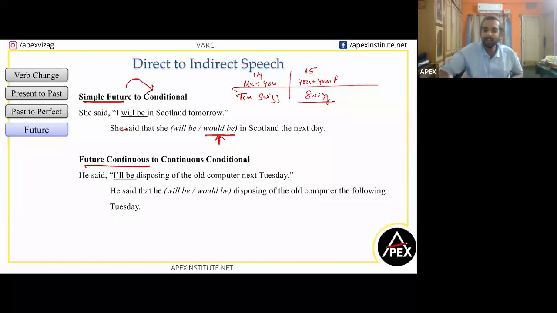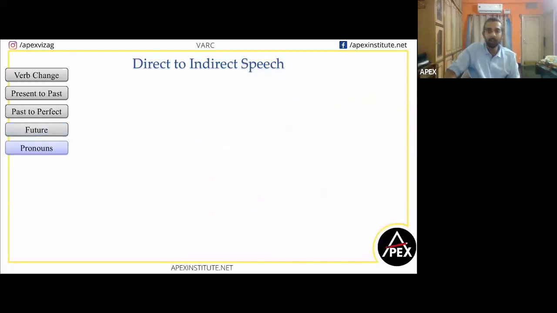We will take a continuous conditional. If it is simple future, we are taking simple conditional. If it is future continuous, we are taking continuous conditional. He said, I'll be disposing of the old computer next Tuesday. That means he said that he would be disposing of the old computer the following Tuesday. Yeah, okay. These are easy.